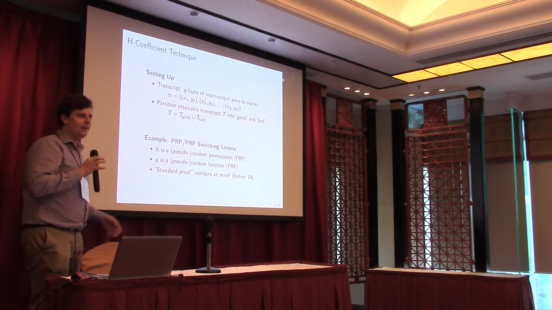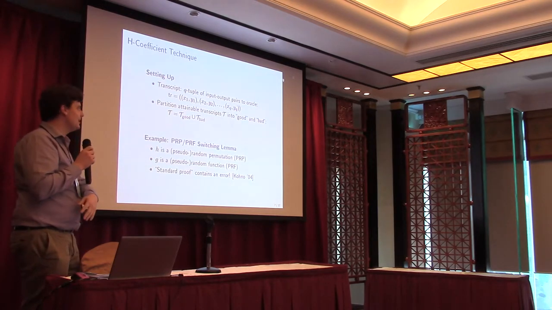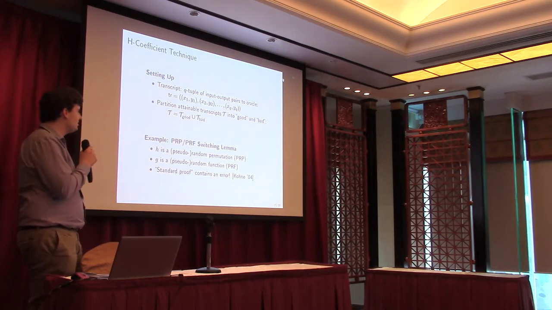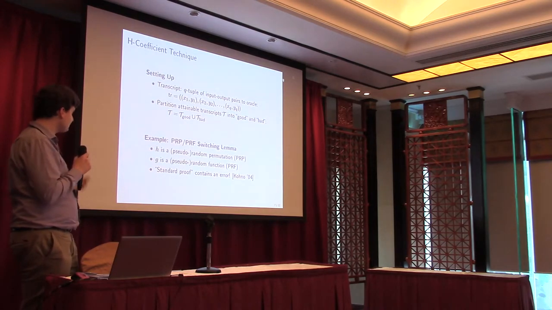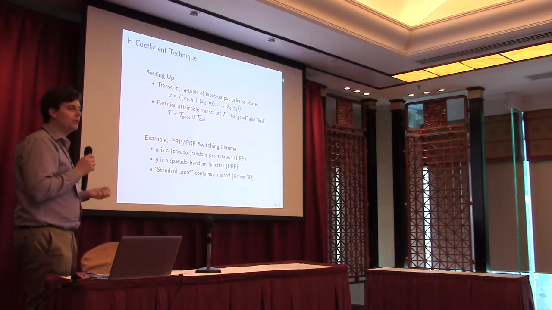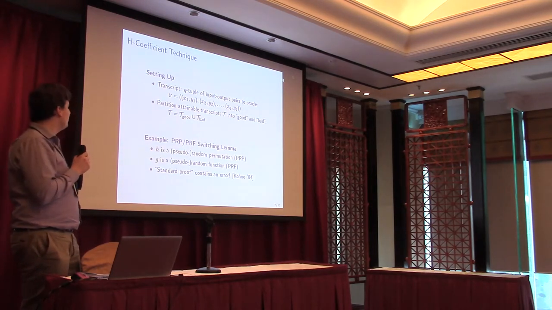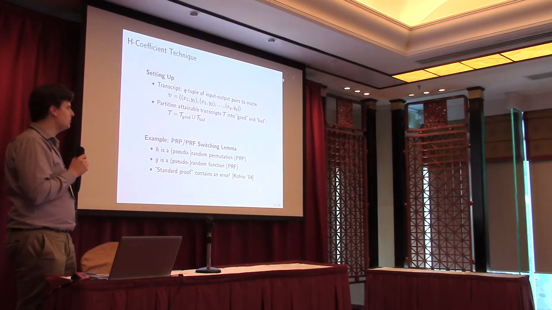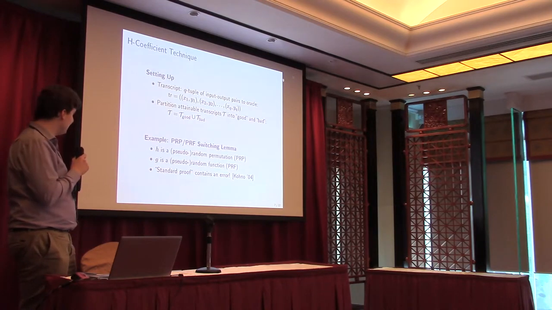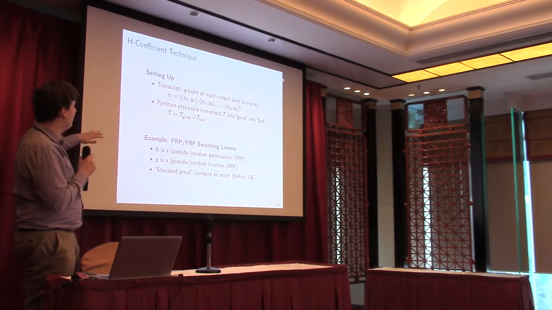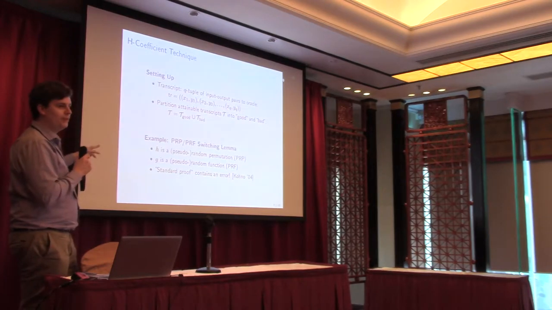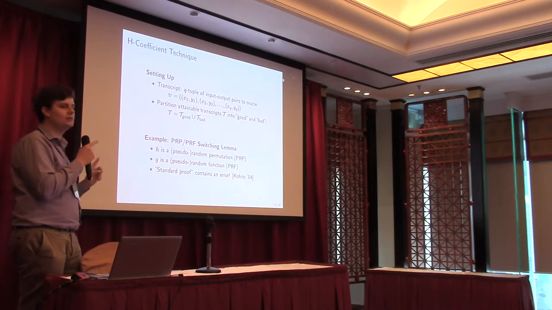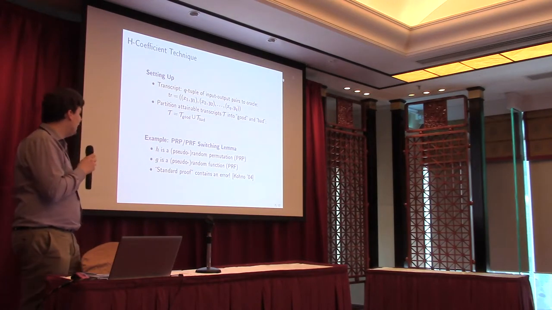Now, the real application of the technique comes at the end of the presentation, but I think it can help to get some understanding of what the technique actually does with a much simpler example. Perhaps the simplest example where you could apply this H coefficient technique is the random function, random permutation switching lemma, the PRP-PRF switching lemma. So then what you have is a random function and a random permutation, and you want to see what your advantage is with a certain number of queries to distinguish between these two.